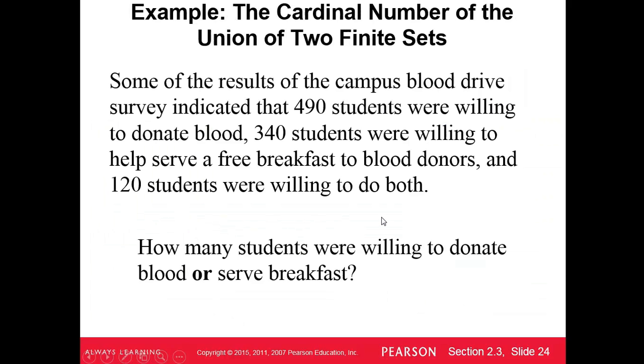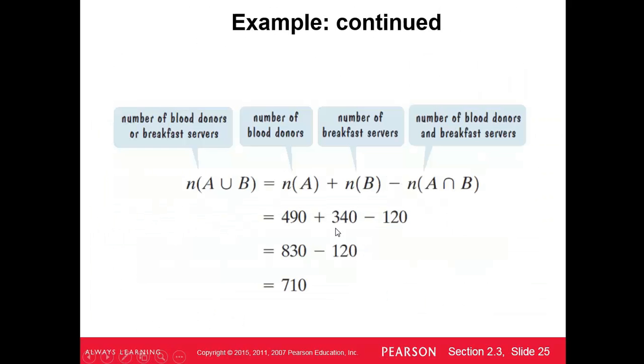For example, suppose we had a blood drive on campus and 490 students were willing to donate blood, 340 were willing to kind of help set up, clean up, and provide breakfast, and 120 students were willing to do both. So the question would be how many students are willing to donate blood or serve breakfast. Now remember, or means to add. So we're going to have 490 plus 340. We're going to have to subtract off the students that were willing to do both. 490 plus 340 minus 120, 710.